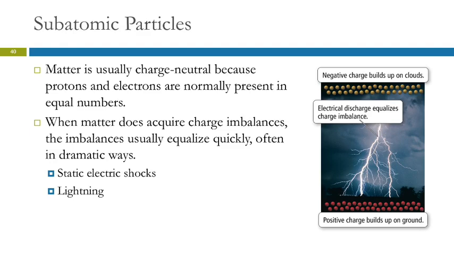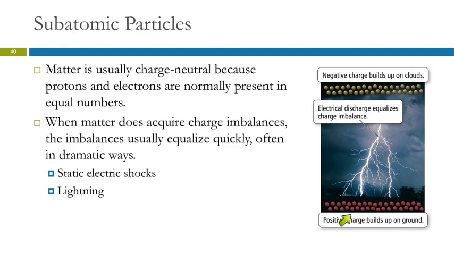So matter is generally charge neutral, meaning it doesn't have a positive or a negative charge because the number of protons and the number of electrons are equal in that matter. When matter does acquire a charge, it tends to be unstable. Nature doesn't like that separation of charge, and that imbalance will equalize, often very dramatically.